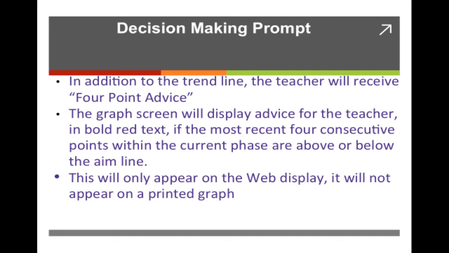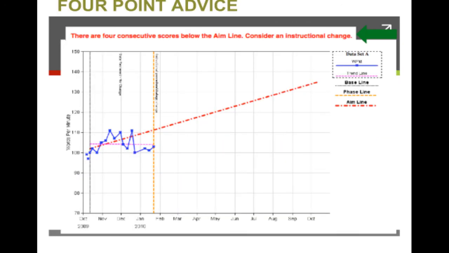The graph screen will display advice for teachers in bold red text if the most recent 4 consecutive points within the current phase are above or below the aim line. This will only appear in the web display. It will not appear on the printed graph. It is important to continue analyzing the last 4 data points each time you gather additional progress monitoring information.